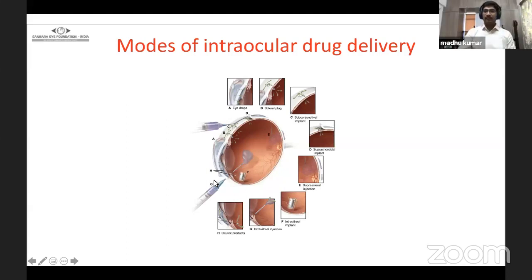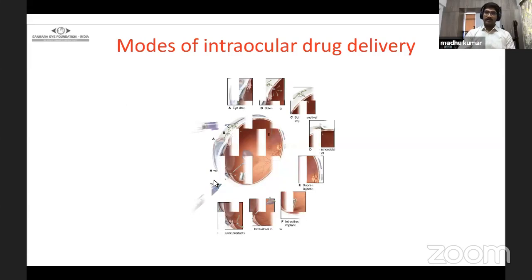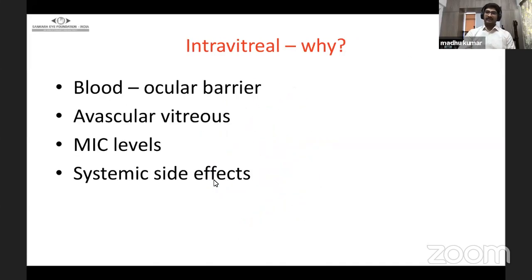All these modes of intraocular drug delivery are possible, but why intravitreal? Of all these, the intravitreal injection is the most sought after mode of drug delivery and it is most successful because of certain reasons. One of the main problems in delivering a drug into the vitreous cavity is the blood-ocular barrier, which is very strong and very efficient, and it protects the eye from infection or unnecessary pathologies. At the same time, when needed, it acts as a barrier for intraocular drug delivery.